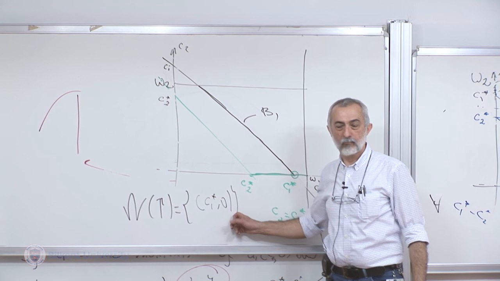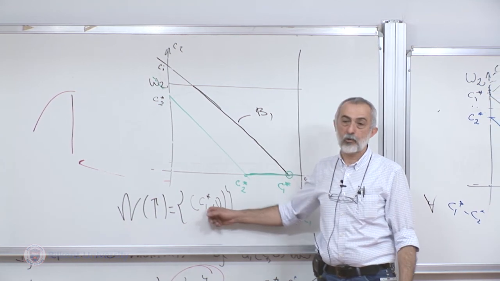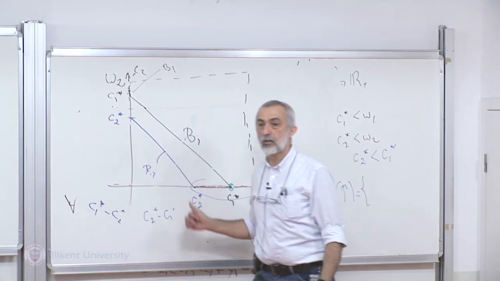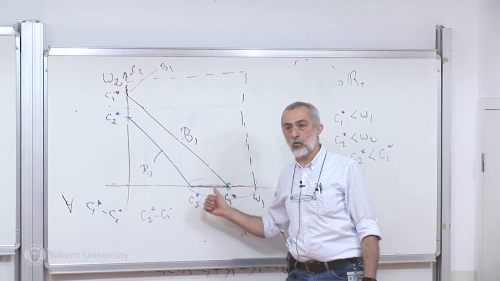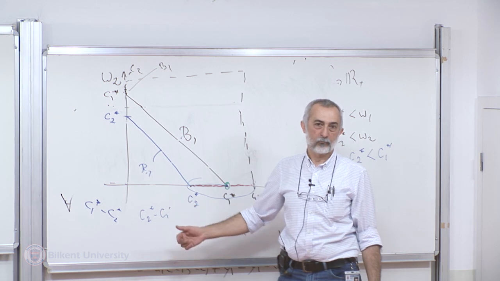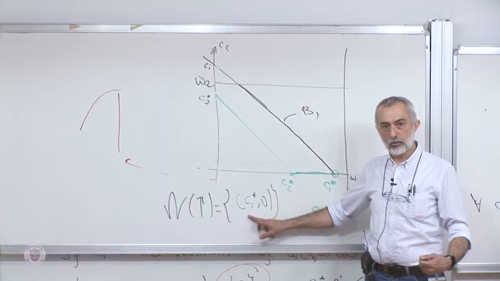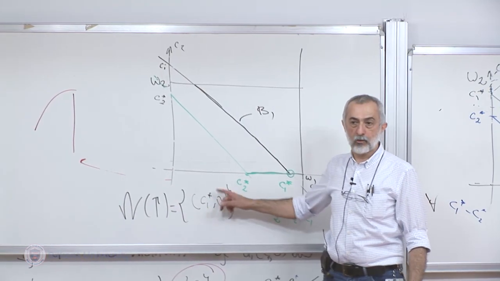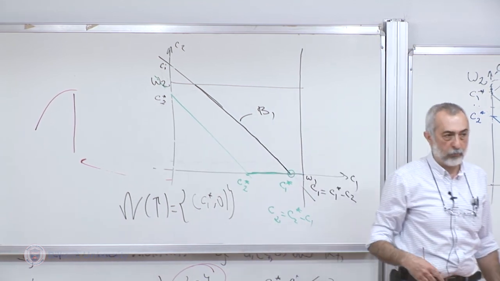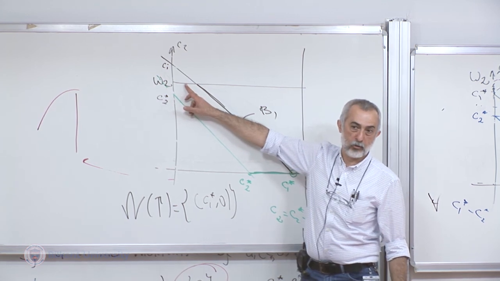It's the one who, I will say in quotations, values it the most. That is, who's willing to contribute the most if he or she is the only one who will be contributing. Okay? So C1 star is the amount that agent 1 is willing to contribute if he or she is the only one who's willing to contribute. C2 star is the amount that player 2 is willing to contribute if he or she is the only one who's willing to contribute. Okay?